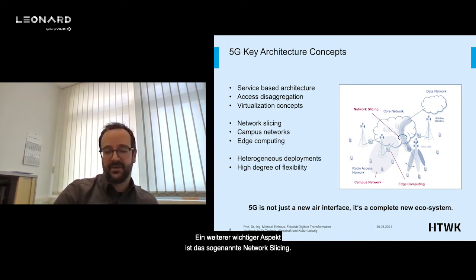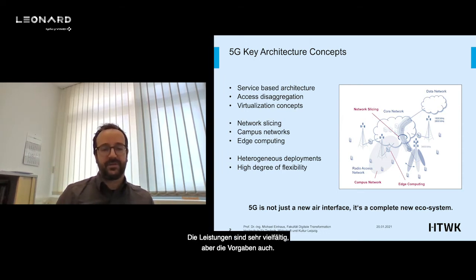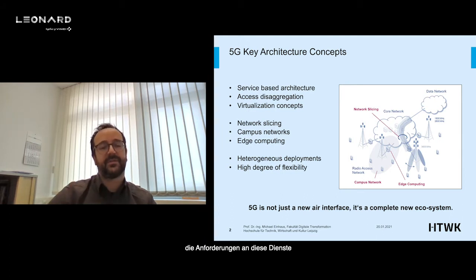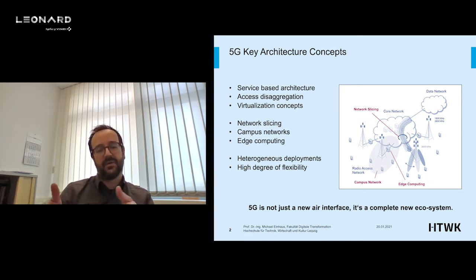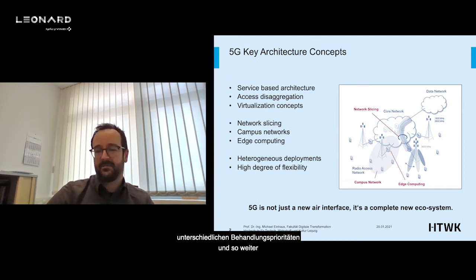Another important aspect is the so-called network slicing. You have a huge diversity of services, huge diversity of requirements. It will all be possible to fulfill these service requirements and meet the demands on a single physical network. You do this by establishing so-called network slices, which can be seen as some kind of virtual networks with different KPIs, different treatment priorities, and so on, on the same hardware. So this goes hand in hand with edge computing.